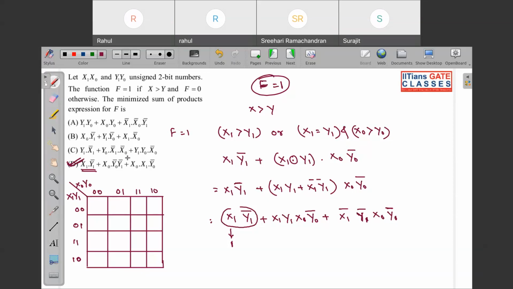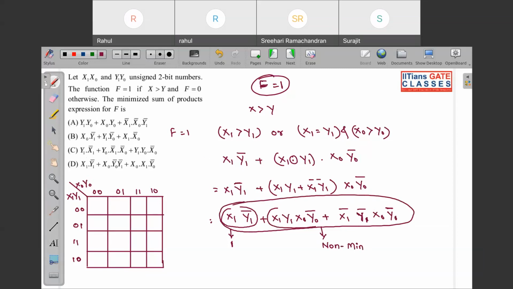What if in the final reduction the x1 y1 gets absorbed or something happens? No, no, no, no. It will not be. See, whatever happens, do you agree to this or not? Tell me. This is your non-minimized expression. Now, what are the non-minimized terms? You can see this one and this one.